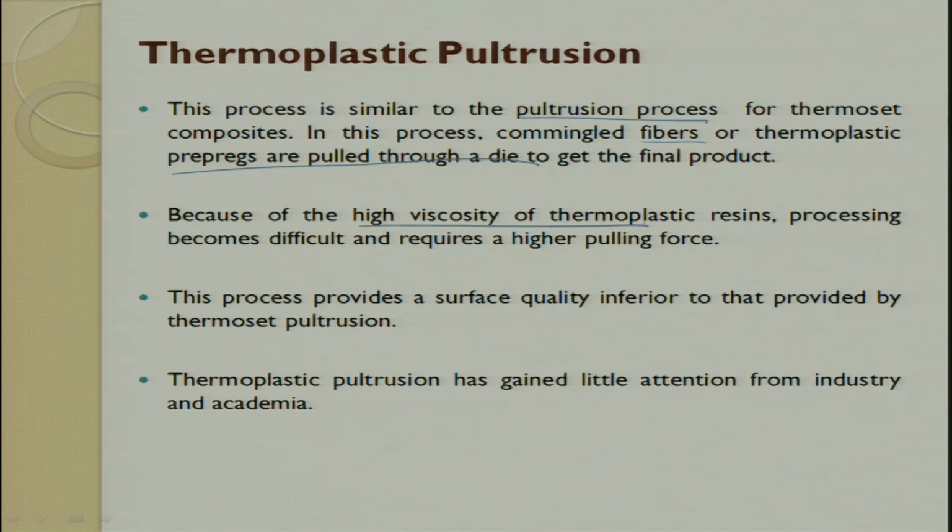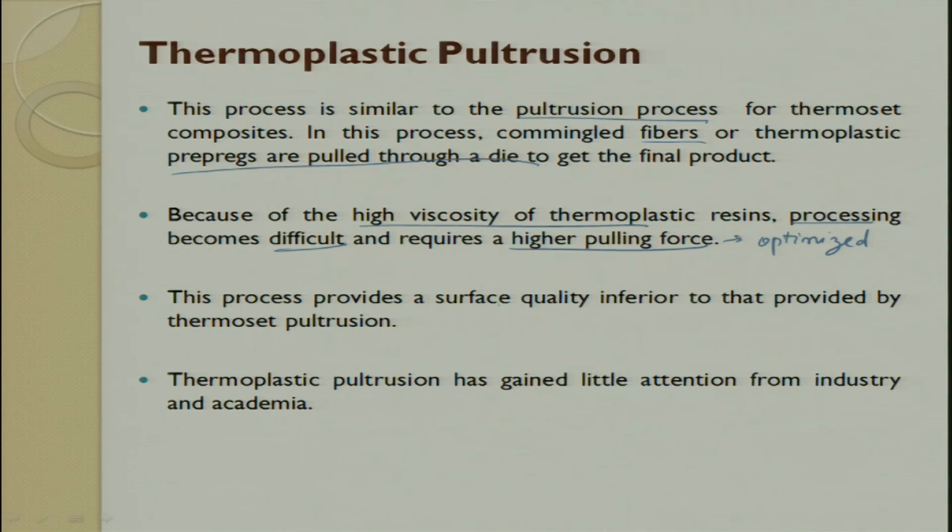Because of the high viscosity as compared to Thermoset, thermoplast has very high viscosity. Because of its high viscosity, there is always a processing difficulty we have. So, what is the processing difficulty? We have to apply very high pulling force, and this has to be optimized. If you do it in a random manner, the fibers might be there, the matrix material will not move along with them. So, there can be a possibility of discontinuity in that.